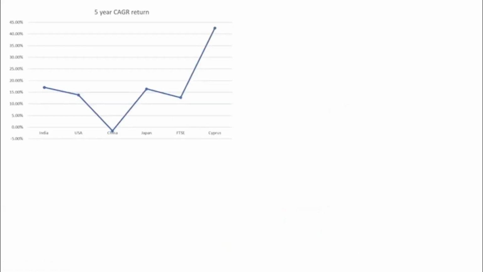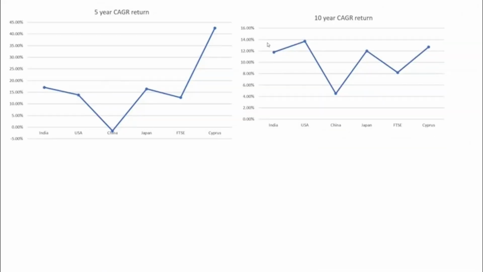To show you the returns of all these markets for the last 5 years, 10 years, and 20 years CAGR. As you can see, Indian markets for the last 5 years have given roughly 15.1% return. China, on the other hand, has given negative returns, but Cyprus has given about 44% returns in the last 5 years. In the 10 years CAGR, you can see that the US has outperformed all the countries, but still Cyprus holds around 13% CAGR for the last 10 years, which is almost the same as India.